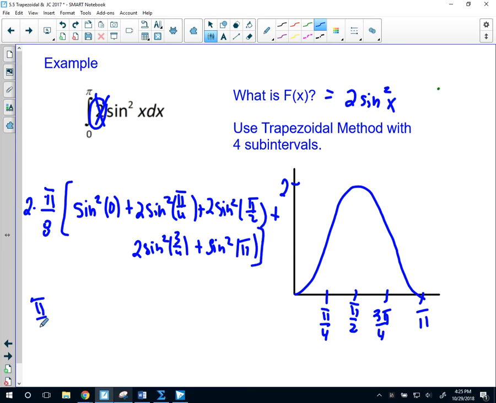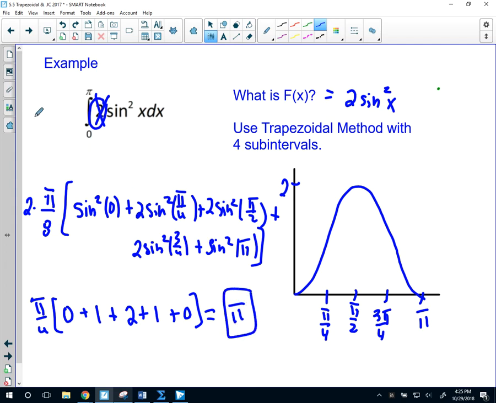My stuff out front is now pi over 4. Sine squared of 0 is 0. My next term is a 1. I'll let you see if you can figure out why. If you're not sure, just substitute it in your calculator if you need to. This is a 2. This is a 1. And the last term is a 0. Add it all up, multiply by pi over 4, and you end up with pi, a pretty nice answer, when you are done.